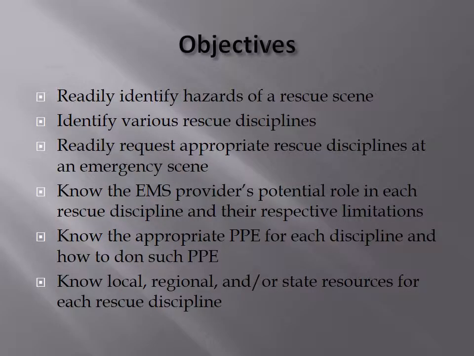The objectives of this course are to readily identify hazards of a rescue scene, identify various rescue disciplines, readily request appropriate rescue disciplines at an emergency scene, know the EMS provider's potential role in each rescue discipline and their respective limitations, know the appropriate PPE for each discipline and how to don such PPE, and to know local, regional, and/or state resources for each rescue discipline.